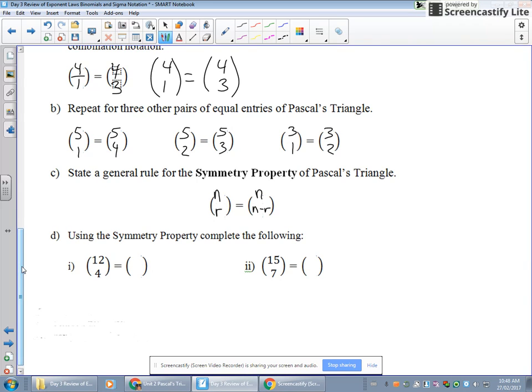And now we're going to apply that using the symmetry property, complete the following. 12 choose 4 is going to be the same as 12 choose 8. 4 plus 8 is 12. 15 choose 7 is the same as 15 choose 8, because 7 plus 8 is 15.